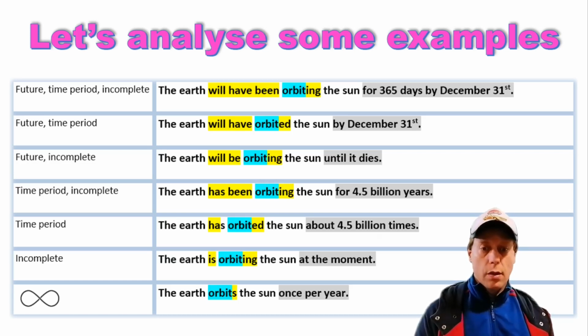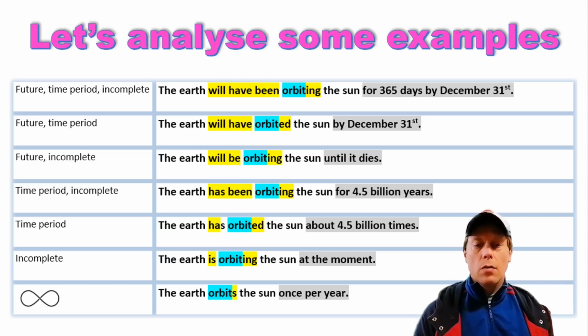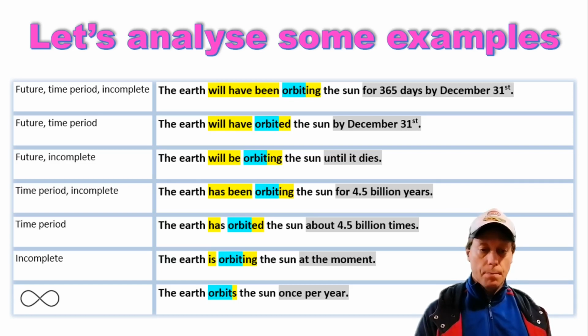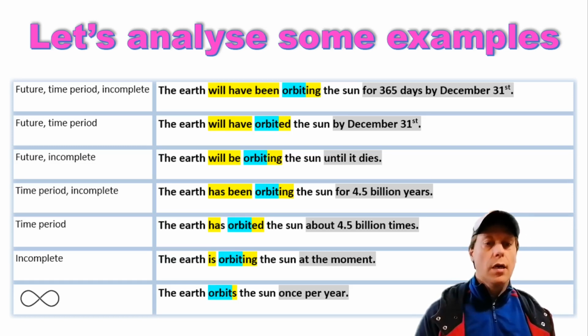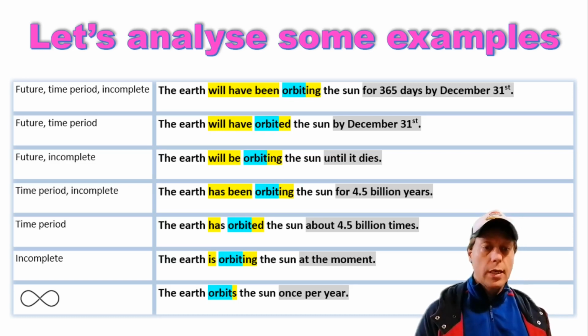Okay, the next one, the time period that's incomplete. The Earth has, that's a long time, has been, that's a time period. Been orbiting means not finished, so that's a time period that's incomplete. So the Earth has been orbiting the sun for 4.5 billion years, and the function of this sentence is to quantify the amount of time. This is countable. How long has the Earth been orbiting the sun? So I want the total amount of time. It's a quantity, and the focus is 4.5 billion years.